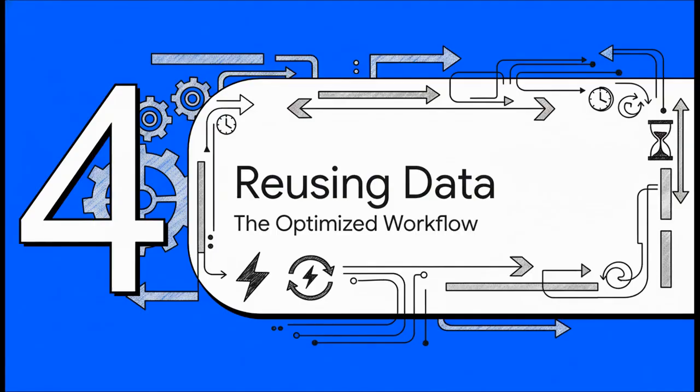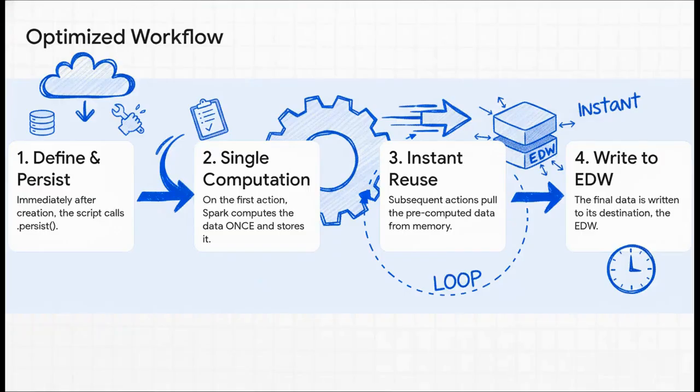So how does this one little command help us build a much smarter pipeline? Let's take a look at the optimized workflow in action to see how reusing data just slashes the runtime. Okay, look at the new flow. The critical change is right there in step 1. Define and persist. We create the data frame, and we immediately tell Spark to save it. So in step 2, when that first action is called, Spark does the heavy lifting, but it only does it once. Then for step 3 and 4, all the later actions, it's just instant reuse. It just pulls that result directly from memory.